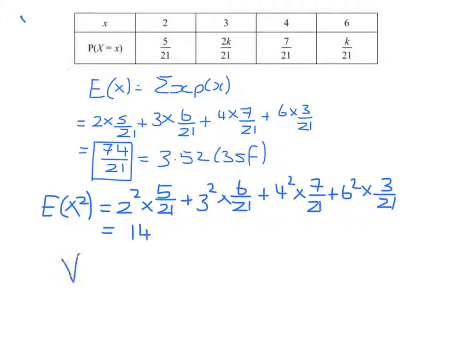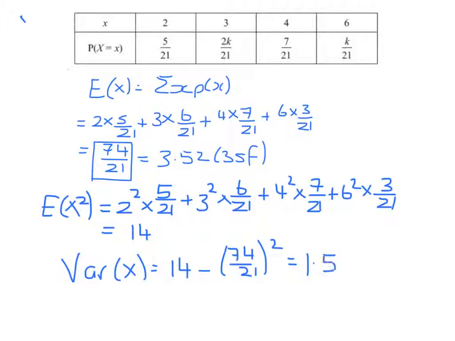And finally, we were asked to find the variance. And the variance is the expectation of x squared minus the expectation of x all squared. So that's 14 minus 74 over 21 all squared, which gives us an answer of 1.58. And again, that is to 3 significant figures.